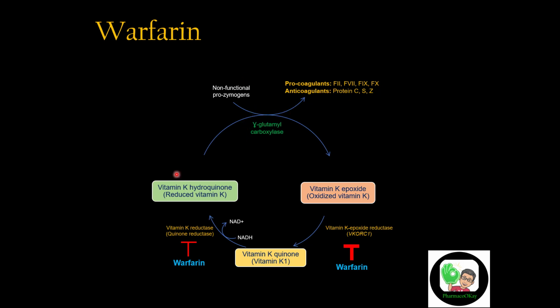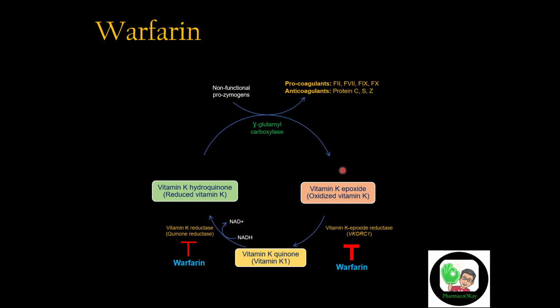Once the reduced vitamin K is used, it is converted to the oxidized form, or vitamin K epoxide, and this vitamin K epoxide requires an enzyme called vitamin K epoxide reductase to produce vitamin K quinone, or vitamin K1, which is further converted by vitamin K reductase to a reduced vitamin K, or hydroquinone form. It's kind of vitamin K recycling.